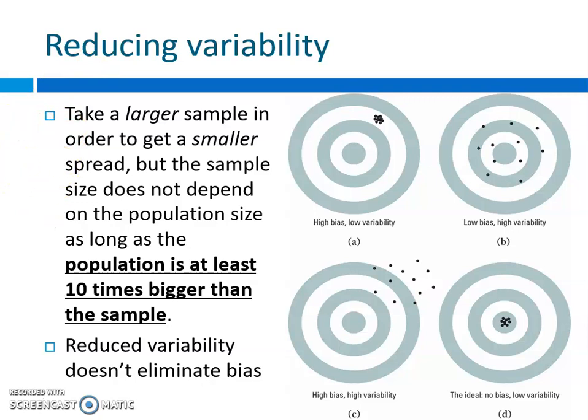Now, reduced variability doesn't eliminate bias, right? Look at this example here. There is very low variability, but still very biased. So, just because you have a larger sample doesn't mean it's not going to be biased. In the next two sections, when we learn about the formulas, you'll see how having a larger sample affects the formulas for calculating variability, right? So that'll help you see there.